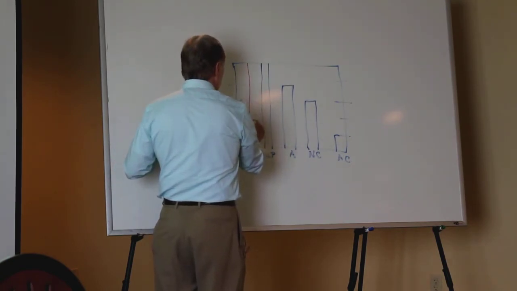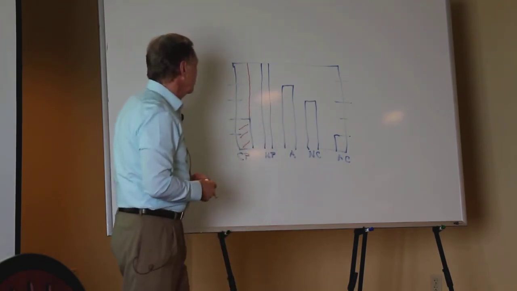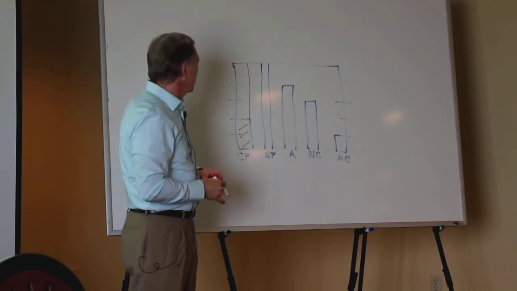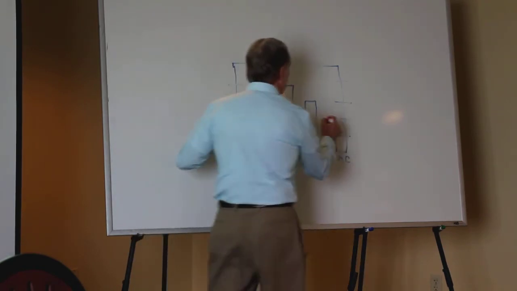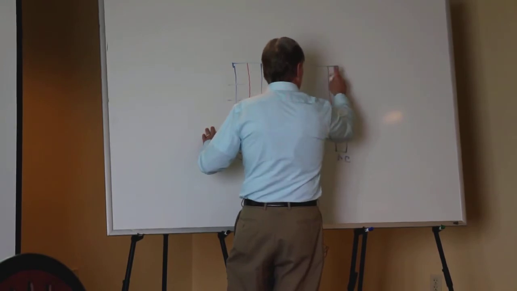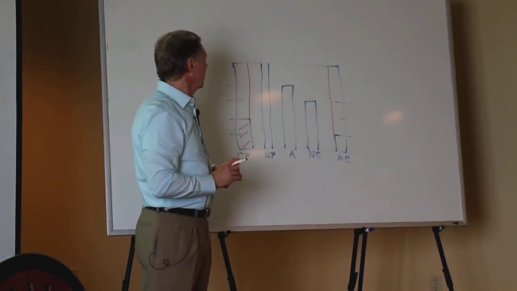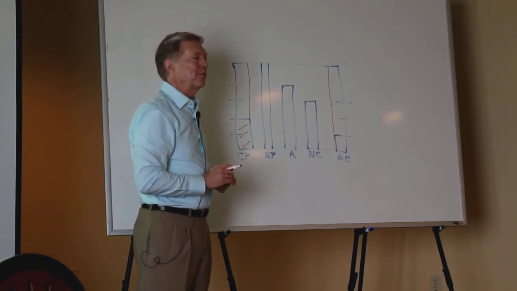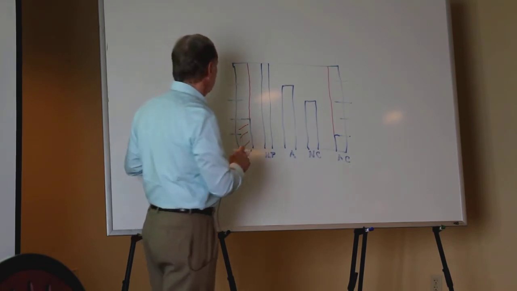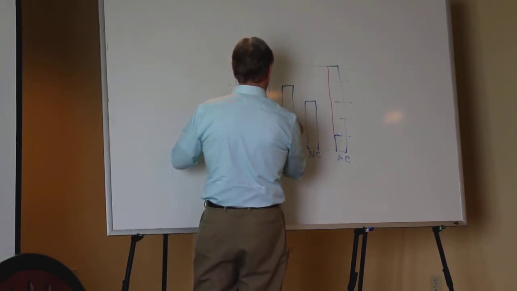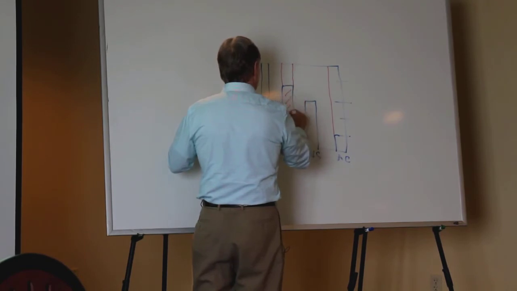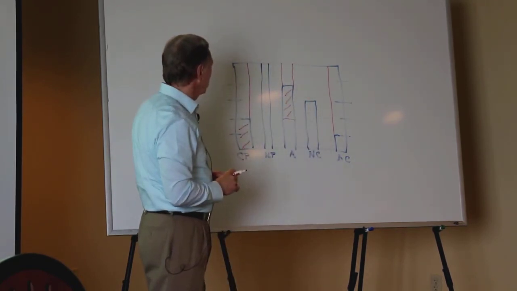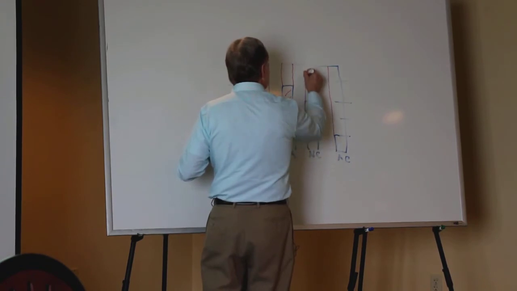So her critical parent would go all the way to the bottom. So there would be an overlap of this much in terms of that functioning. What would be the next highest ego state for her? Adapted child. So those would just meet. What would be next? Adult. So there would be an overlap here. The next? Natural child. And then the last would be nurturing parent.